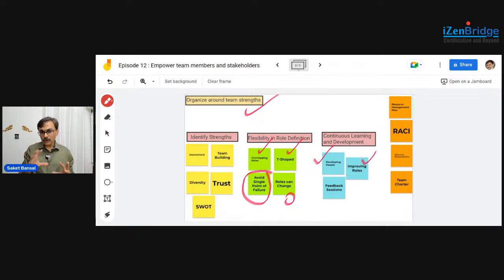So the idea of organizing around team strength, in a general manner, is we need to figure out who does what. We need to have clarity about roles and responsibilities. But that clarity and those roles and responsibilities should not be very, very stringent.